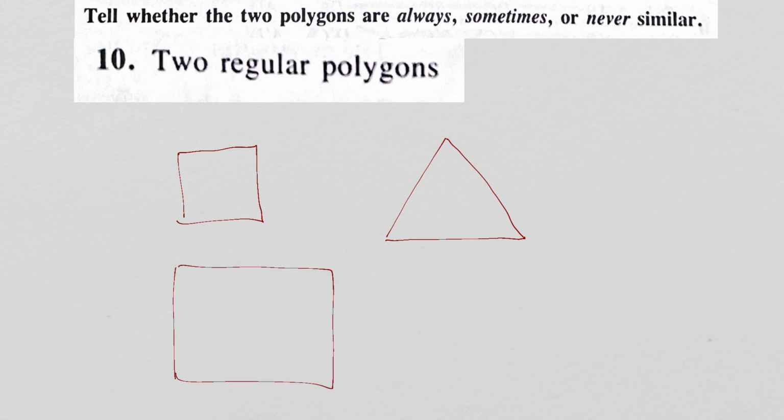Two regular polygons. Polygons mean any number of sides. So in other words, one regular polygon could be a square, and another regular polygon could be an equilateral triangle. Those are obviously not similar, but you could draw them similar. Like I could draw another square. These two are similar, these two are not, so this is sometimes.